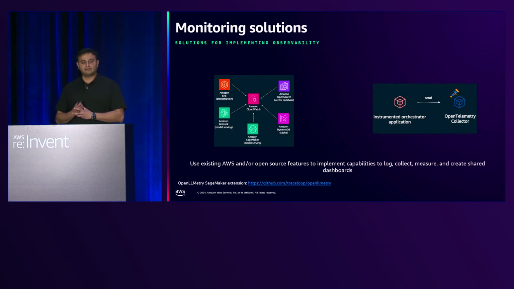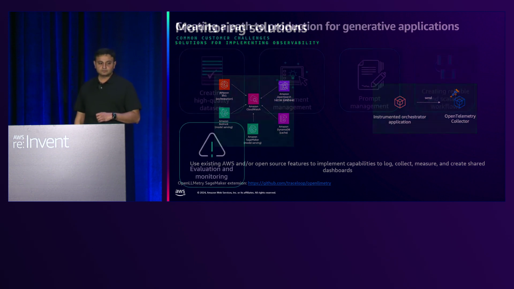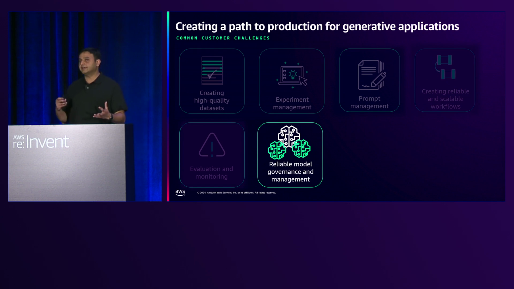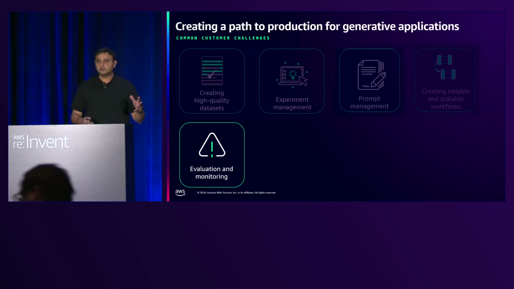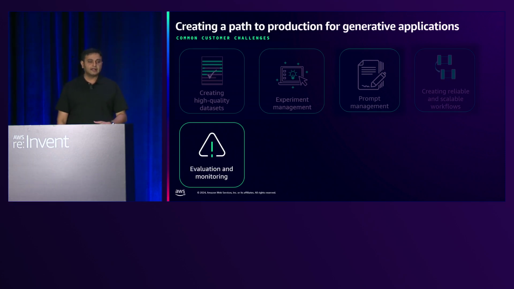Now we have talked about evaluations, but how do we go about tracking the behavior of the model once it's deployed? For ongoing observability and monitoring, you can use AWS services to log, collect, measure, and set alerts on key metrics. You can also integrate these AWS services with open source tools like OpenTelemetry. And by incorporating all these tools, you can make sure you have the right infrastructure.